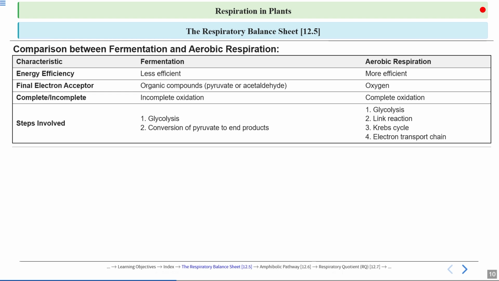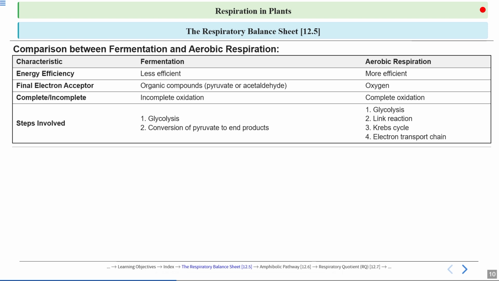Now let's talk about the final electron acceptor. The final electron acceptor in fermentation is an organic compound like pyruvate or acetaldehyde. Whereas in aerobic respiration, we have seen that the final electron acceptor is oxygen, which produces water. In fermentation, there is incomplete oxidation of glucose, whereas in aerobic respiration, there is complete oxidation.